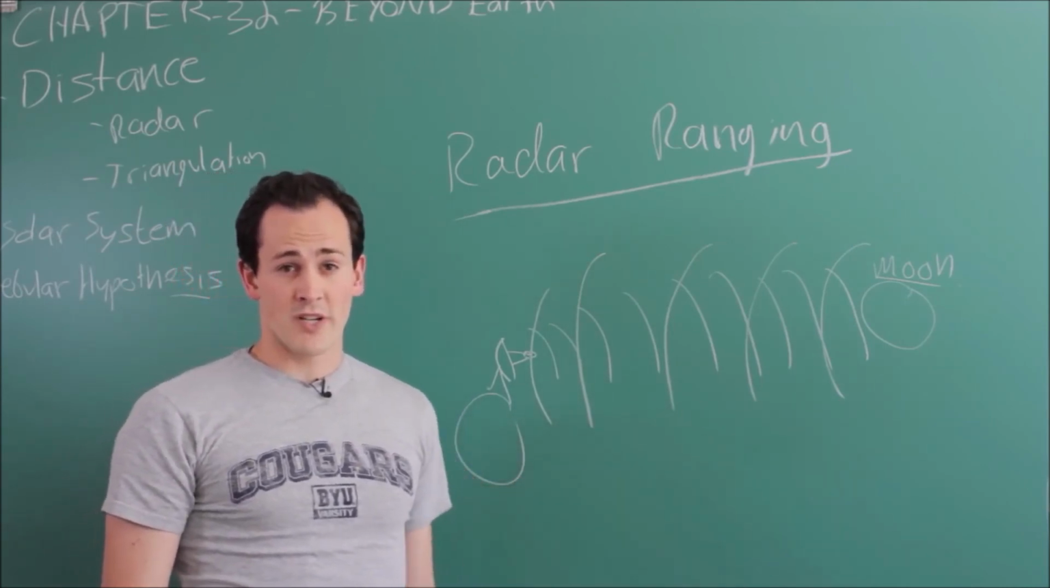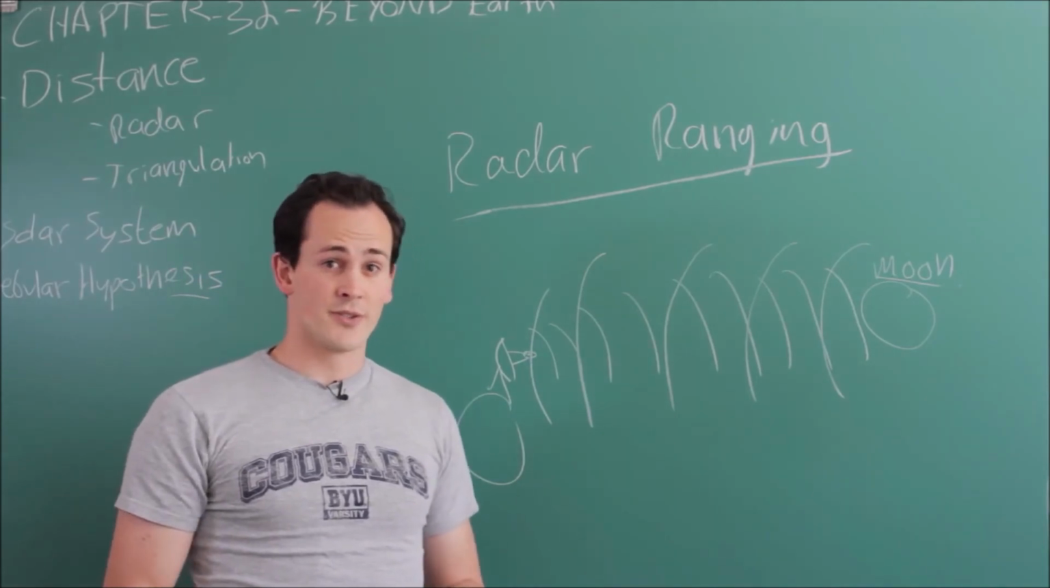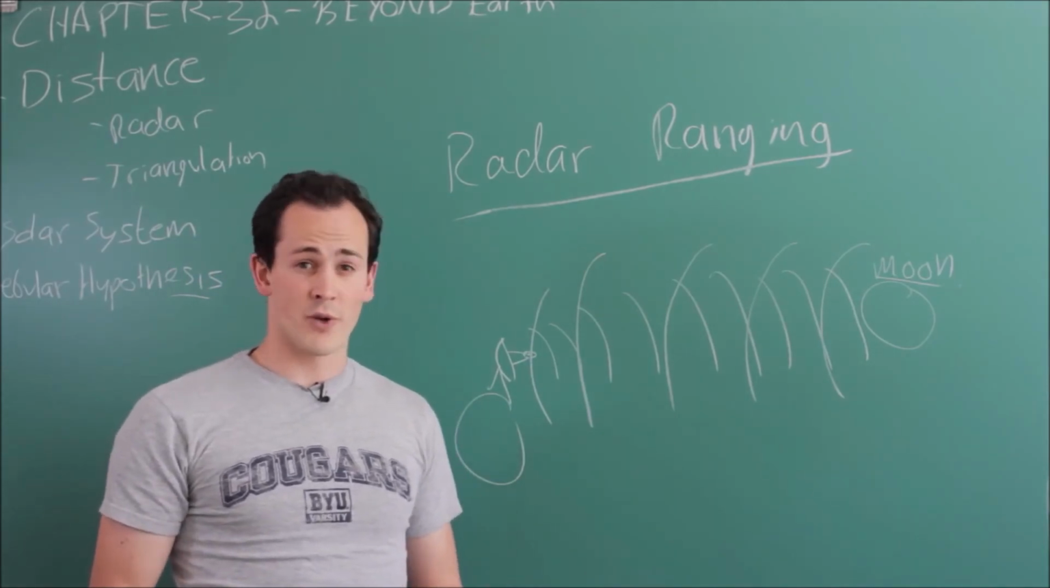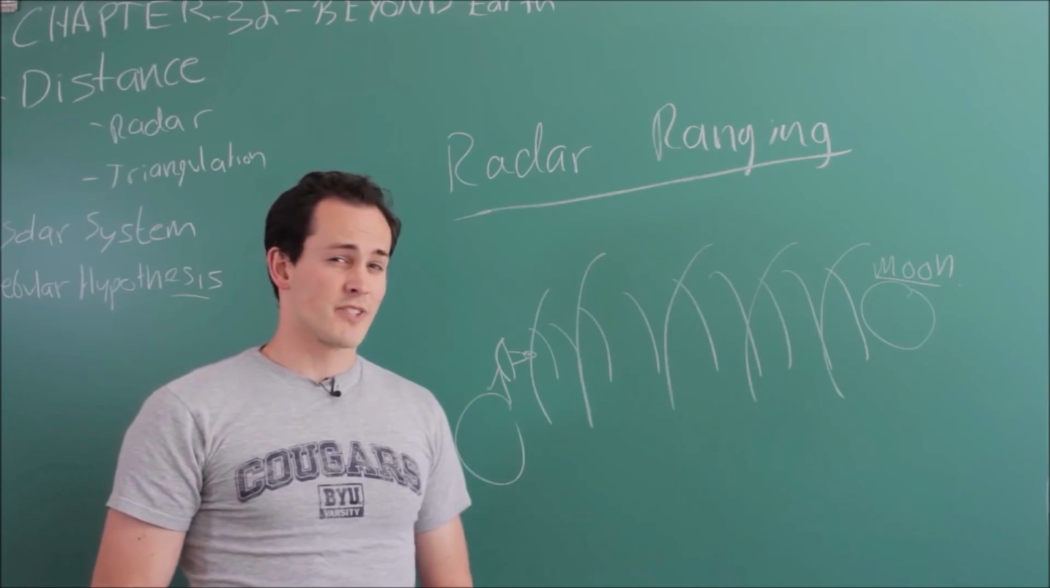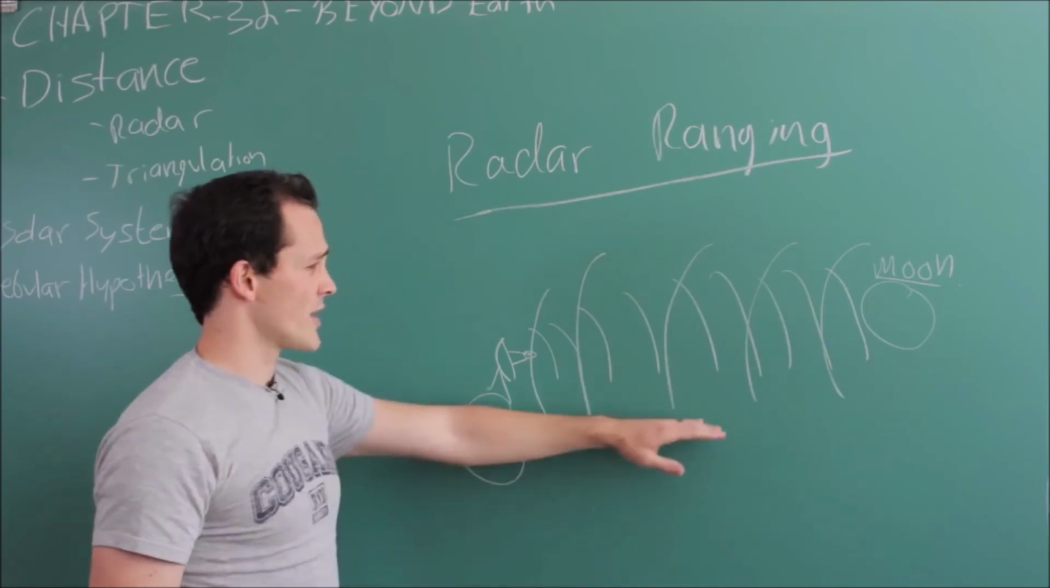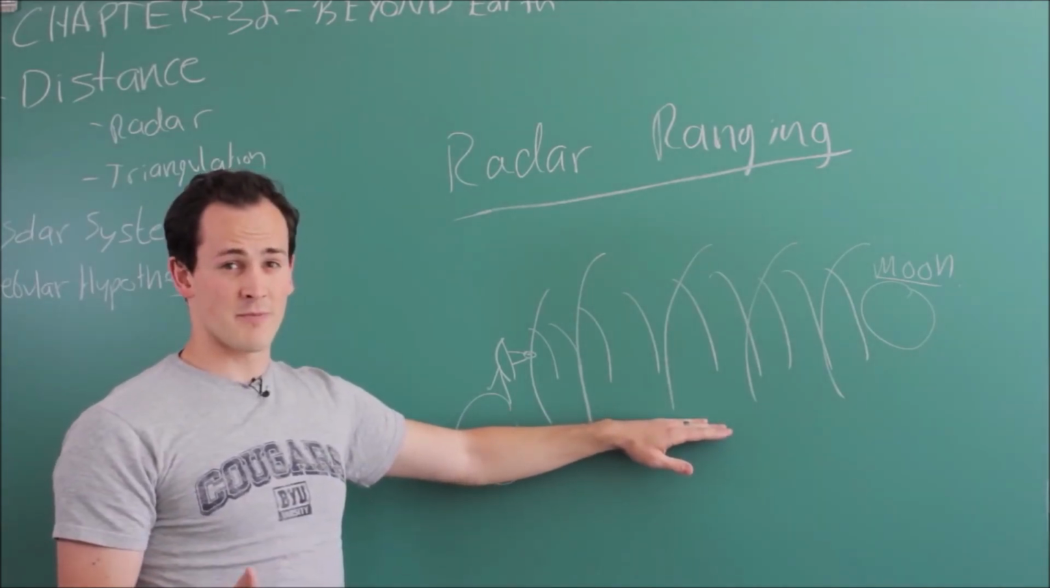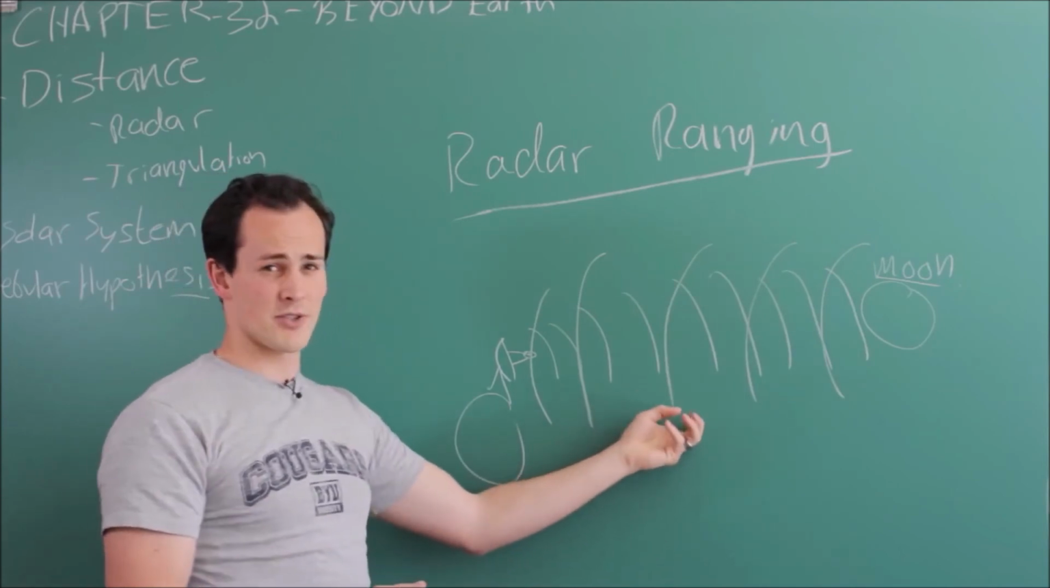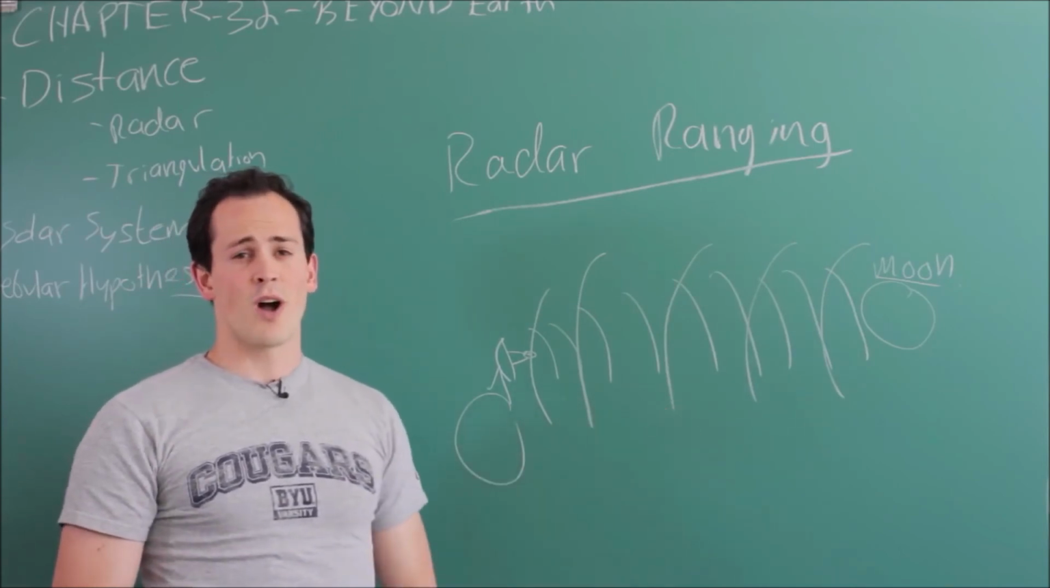So that works for objects that are within the solar system. Asteroids, Jupiter, the moon, all of those types of objects. It doesn't really work for the sun, because the sun is emitting this type of radiation all the time, and so we're never able to pick up these tiny little things that should be bouncing back. The sun just washes it all out.